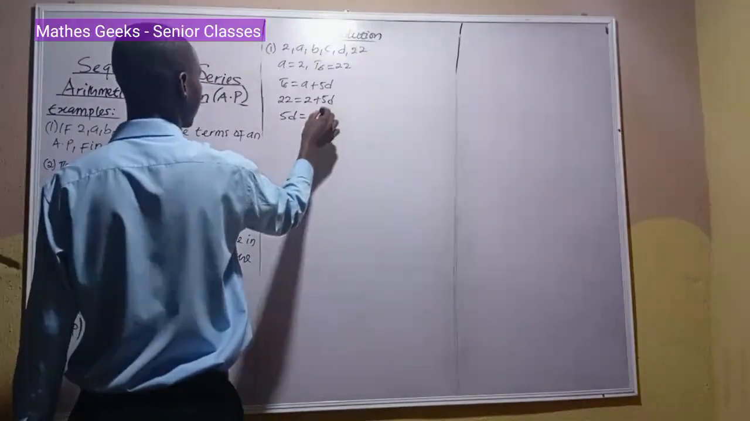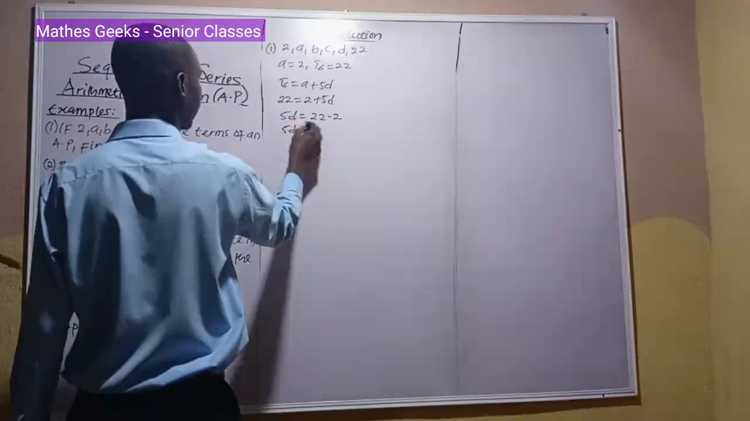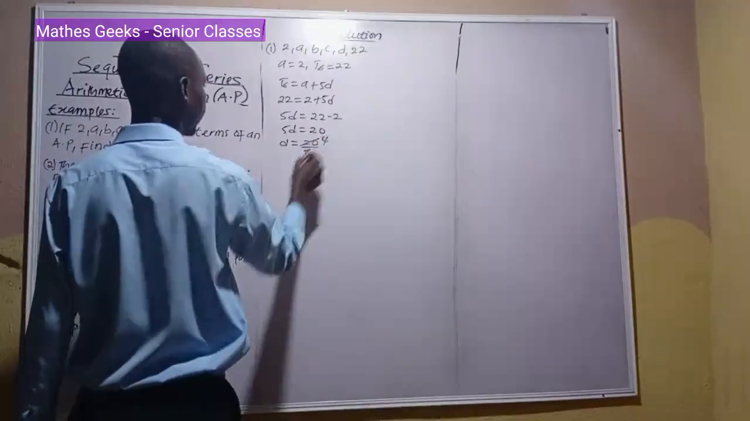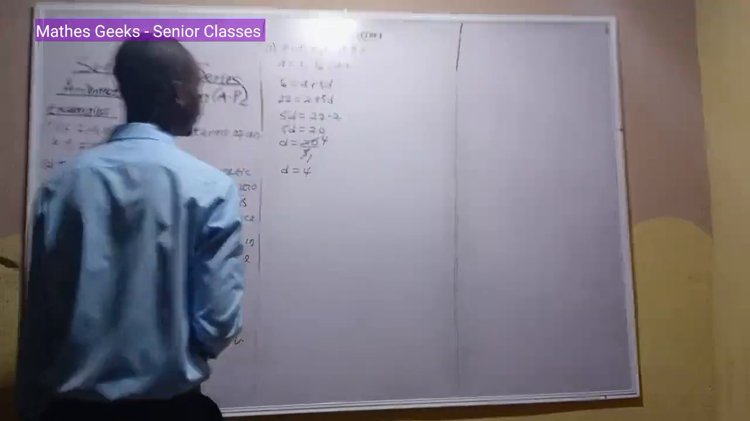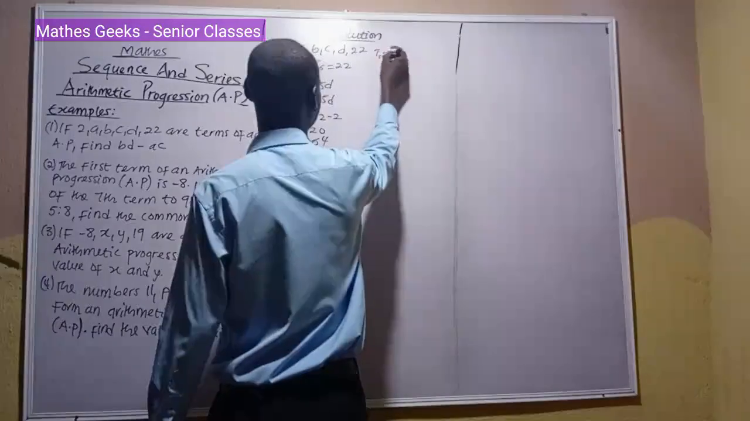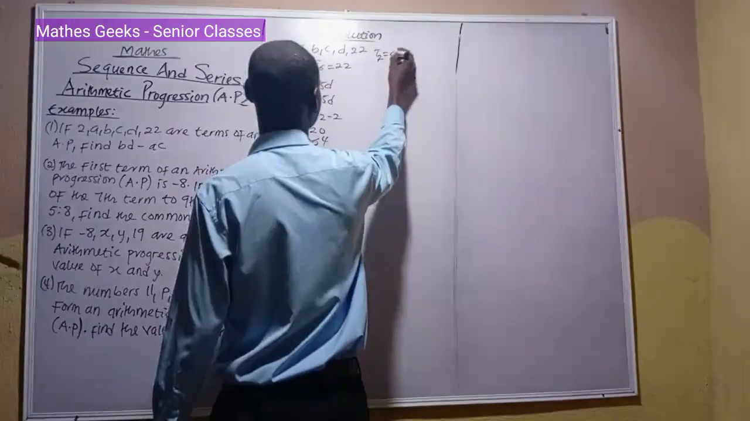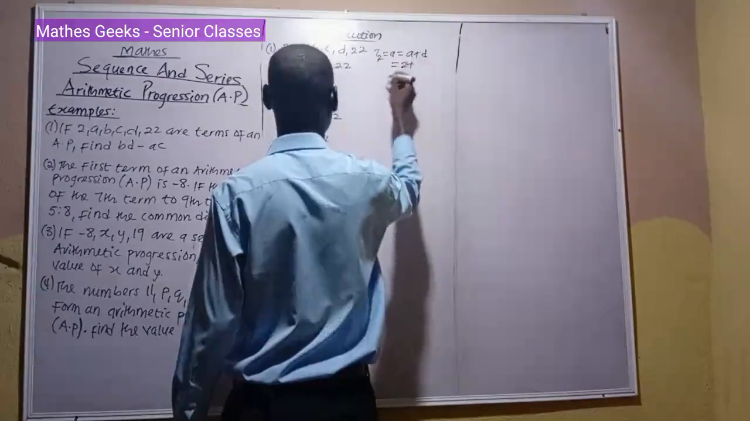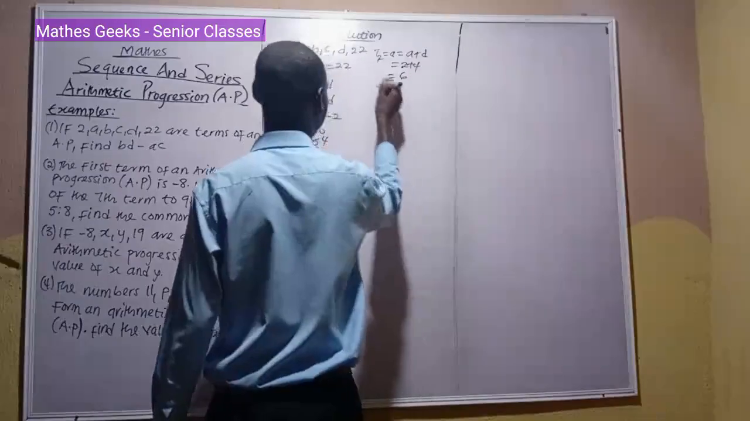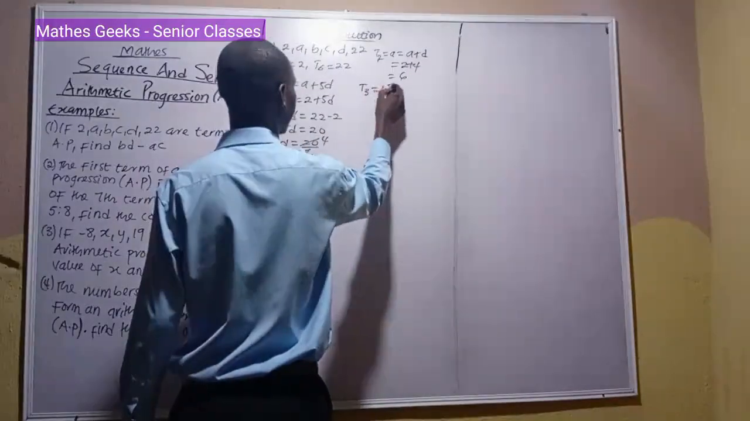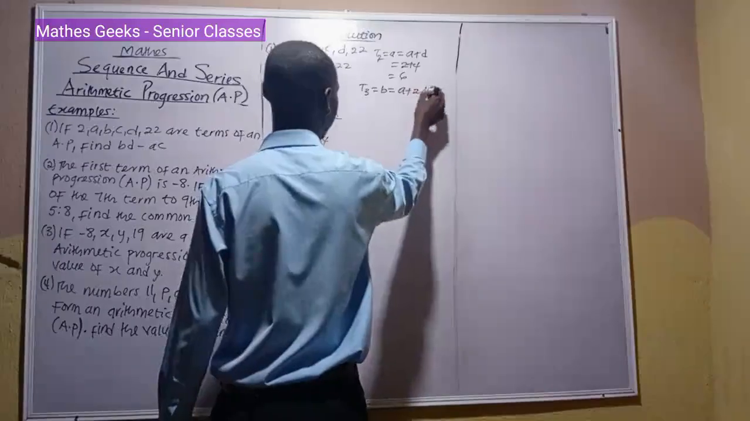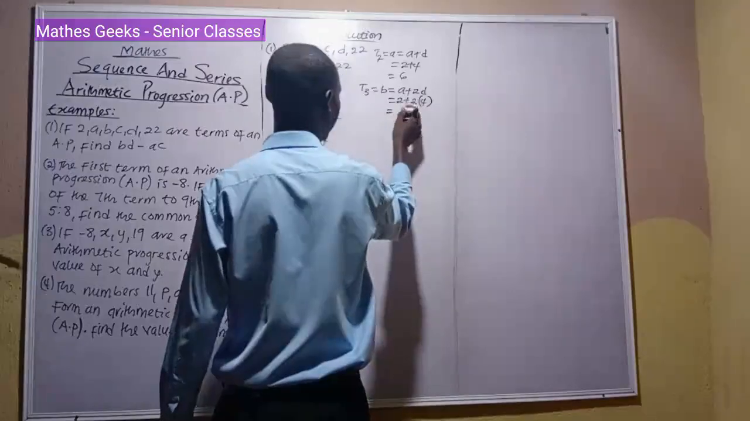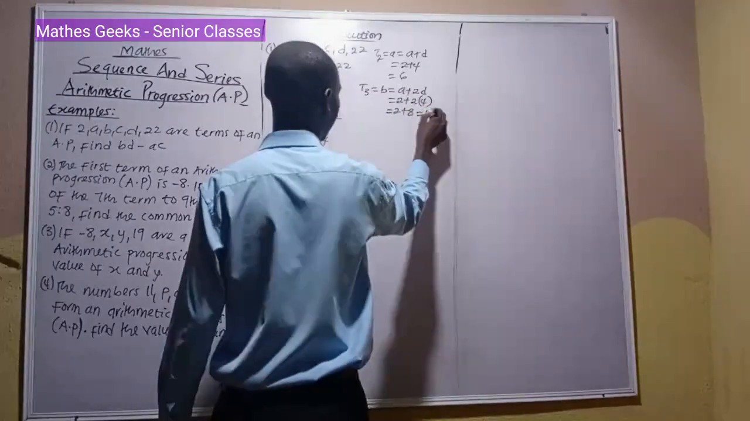So 5D is equal to 22 minus 2. 5D is equal to 20. D is equal to 20 over 5, so D is equal to 4. So T2 is equal to A, that's equal to A plus D. A is 2, common difference is 4, that's equal to 6. T3 is equal to B, that's A plus 2D. A is 2 plus 2 times 4, 2 plus 8, and that's equal to 10.